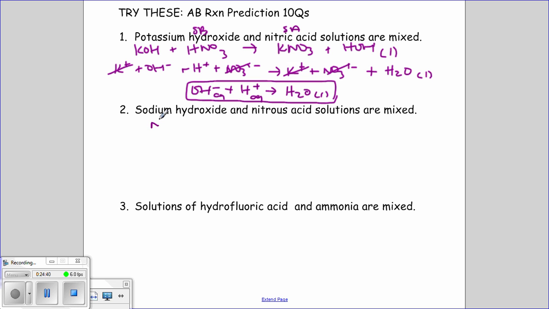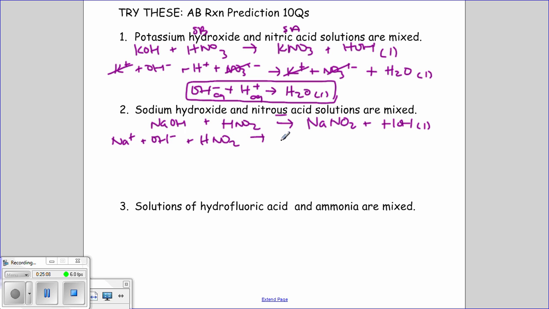Alright, sodium hydroxide reacts with nitrous acid. So we don't have HNO3, we have HNO2, which is a weak acid. Therefore, we will not be ionizing that in the end. Sodium makes sodium nitrite and HOH, which is our liquid here. This is ionizable: Na plus plus OH minus because that's a strong base. This is not ionizable because it's a weak acid. Okay, so we leave that intact.